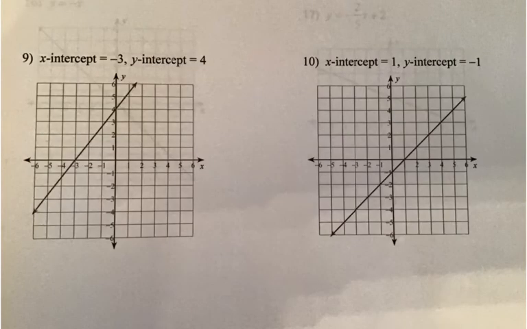And now here are your answers for 9 and 10. My bad, I gave y'all a little sheet before I should have. But you notice it's the same thing. So your x-intercept is -3. Your y-intercept is 4. And then number 10, your x-intercept is 1. Your y-intercept is -1. And on both lines, notice that we are finishing them with arrows.